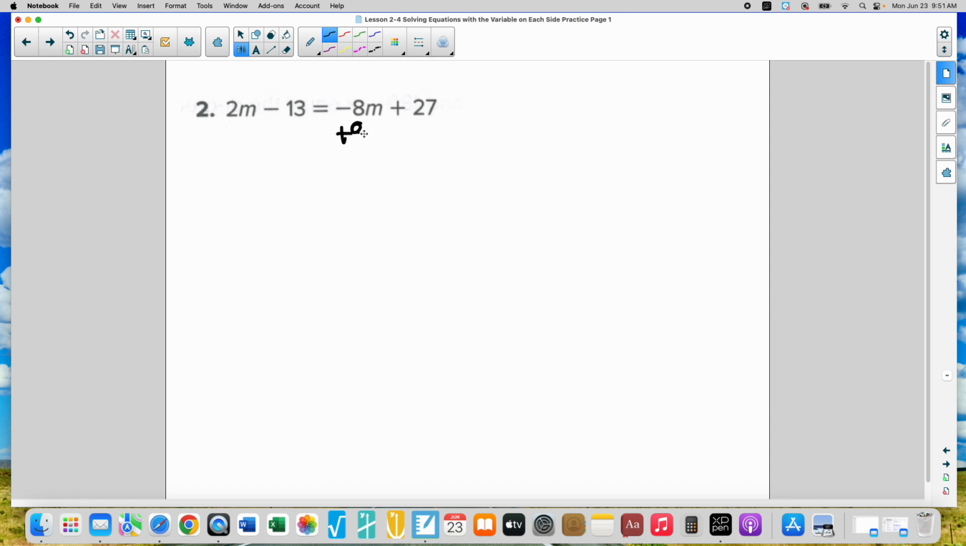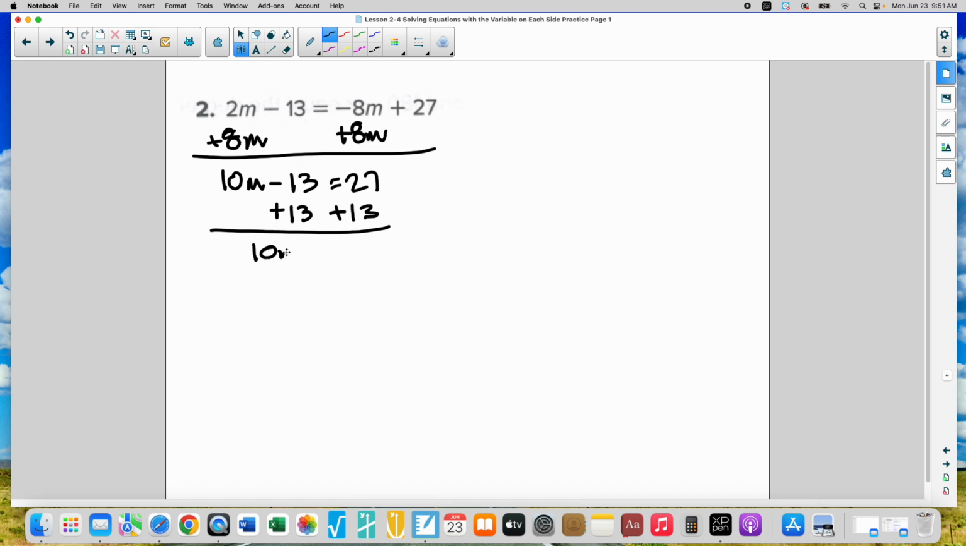It's advantageous to end up with a positive coefficient. Doesn't matter, you can end up with a negative, but once we start involving negatives, kids tend to start forgetting, dropping negatives and stuff like that. So we have 10m minus 13 equals 27. Now this is a two-step equation. We'll get rid of the things being added and subtracted first. 10m equals 40, divide by 10, and m equals 4.